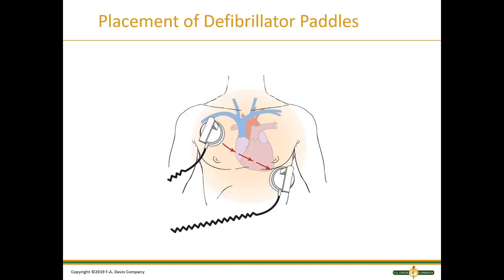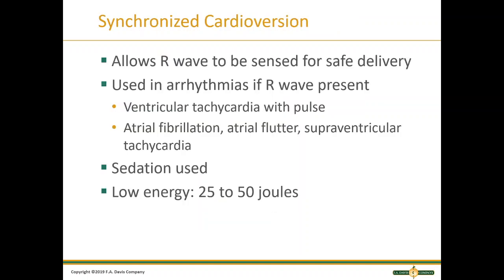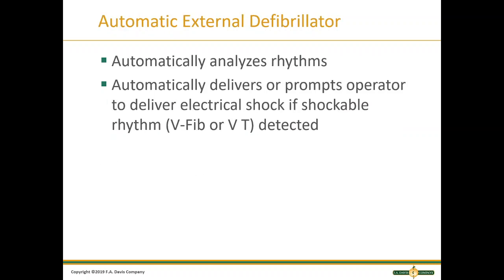So you have one on either side of the heart. This allows R waves to be sensed for safe delivery. This is a synchronized cardioversion. They sedate them and give them 25 to 50 joules of electrical impulse. Again, the cardiologist will do that.